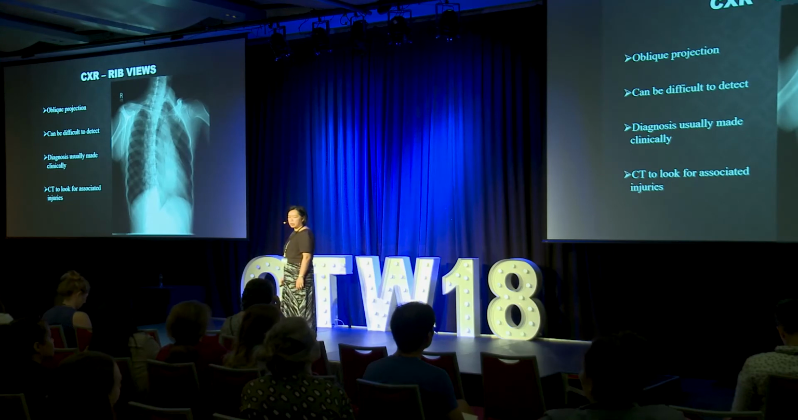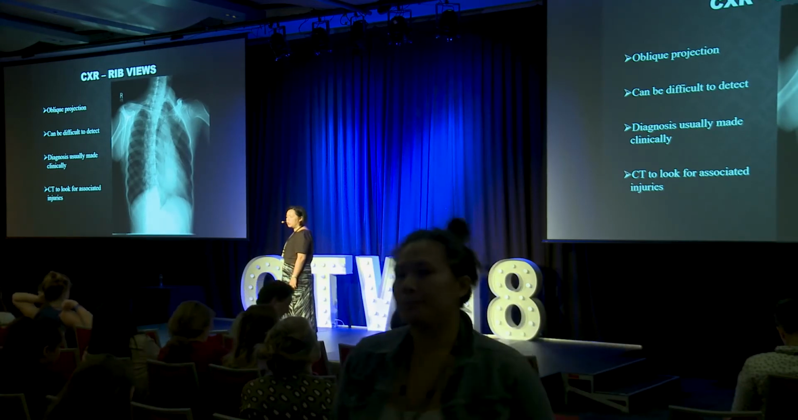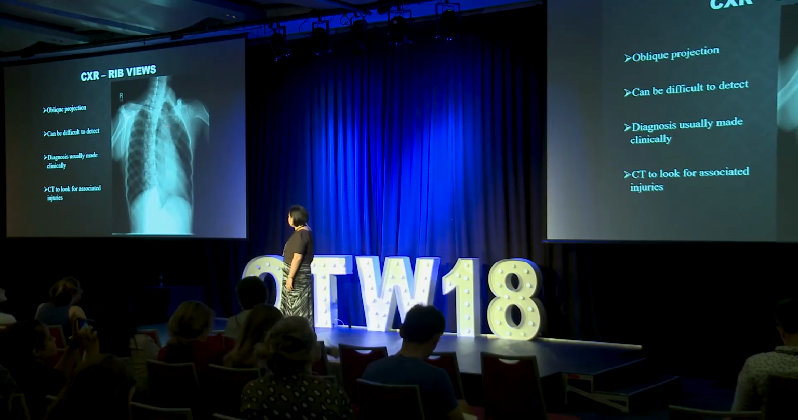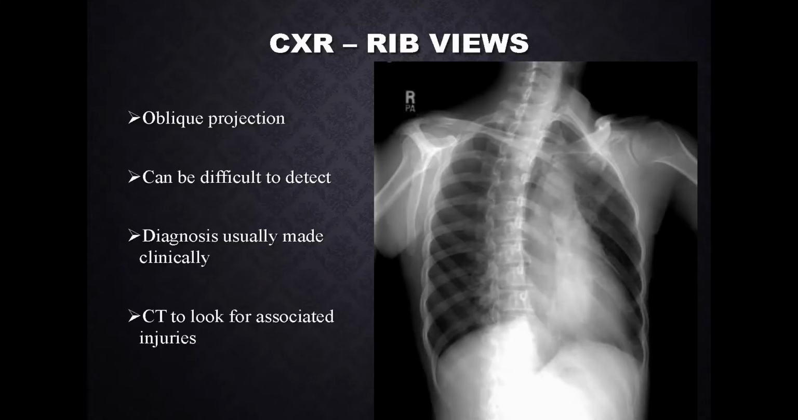Rib views is probably another one that we do mainly for trauma situations. It's an oblique projection where you see almost the entire posterior aspect of the rib in view. So ideally we'll pick up fractures if there are any. Having said that, rib fractures are very difficult to pick up on X-ray as well as CT, and it's usually a clinical diagnosis. So just because you don't see a fracture on an X-ray or on a CT doesn't mean the patient doesn't have a rib fracture. But it's just something to help.